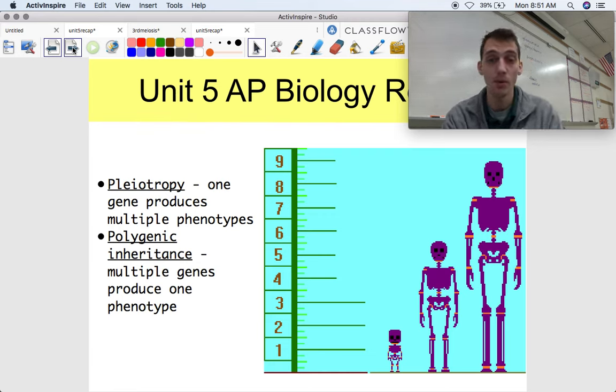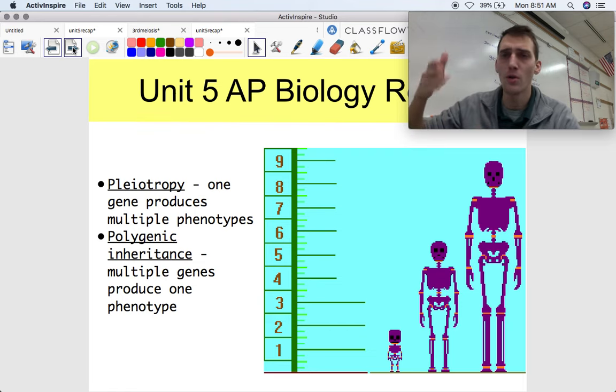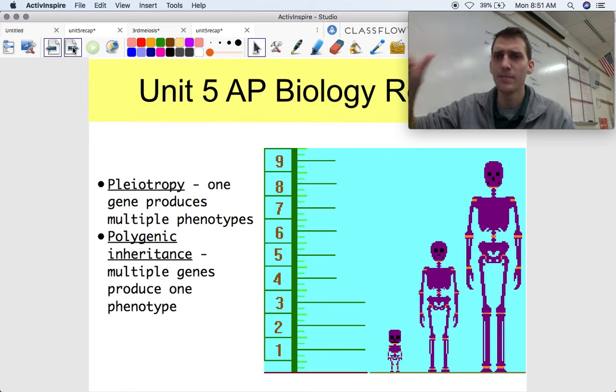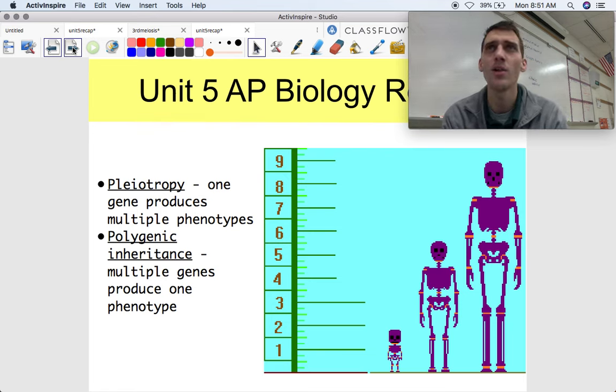Pleiotropy is another example when Mendel is wrong, when one gene produces multiple phenotypes. Well, he actually found out that one gene resulted in multiple phenotypes in pea plants. I don't remember what they were. I think it might have been flower color and shoot, I don't remember what the other one was. But flower color is also inherited with another trait for pea plants. But anyway, polygenic inheritance is another really good example. This is the main one.